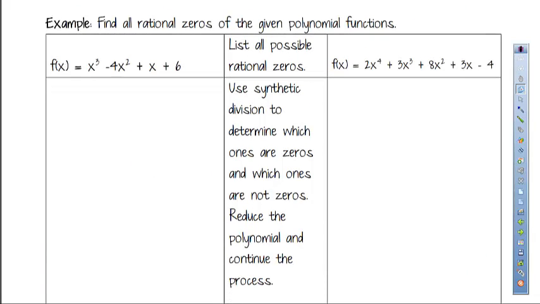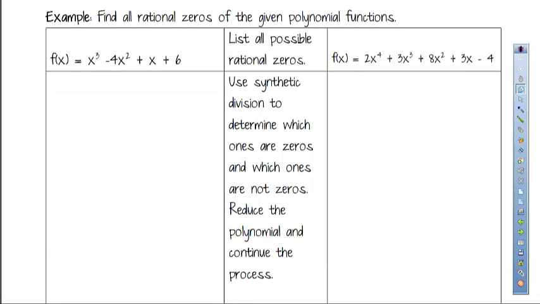All right, so we want to actually go through the process and find all of the rational zeros of the given polynomial function. We're going to start by listing all possible rational zeros, and then we're going to use synthetic division to determine which ones are zeros and which ones are not. We're going to reduce the polynomial and continue the process.